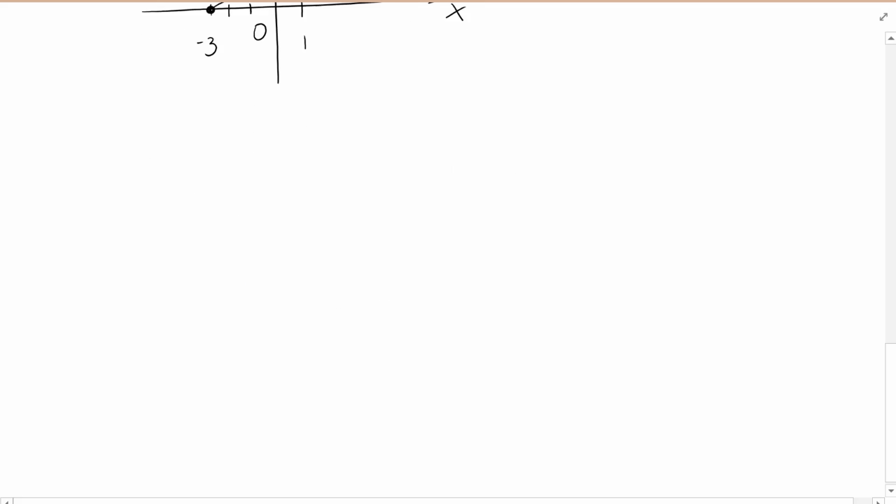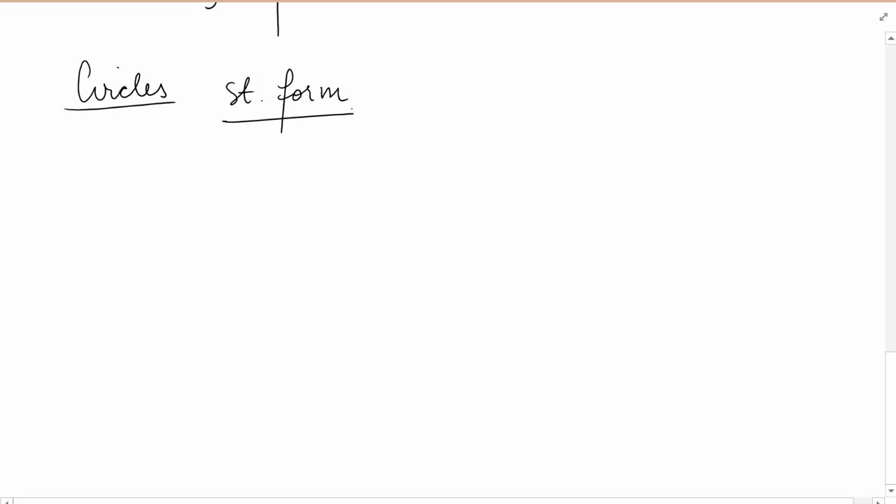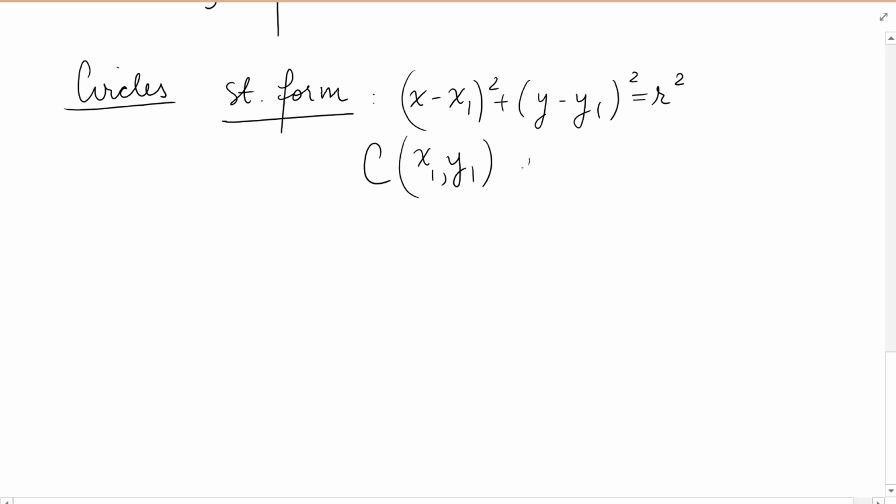Okay. And the third concept is circles. Learning this concept will help you in trigonometry. So the standard form of a circle is x minus x1 squared plus y minus y1 squared equals r squared, where x1 and y1 are the coordinates of the center of the circle, and r is the radius.